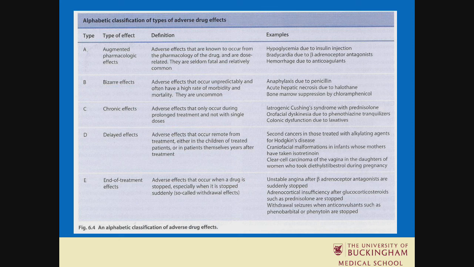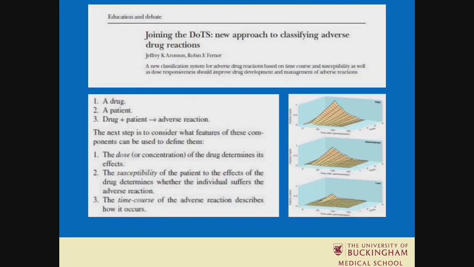And more lately, other classifications have started to appear, so chronic effects, delayed effects, end of treatment effects, and then there's F, which is a failure of treatment. You can give drugs and they just don't work, so then you put another one on top of it. But there's a lot of overlapping effects here, so it's not a straightforward classification.